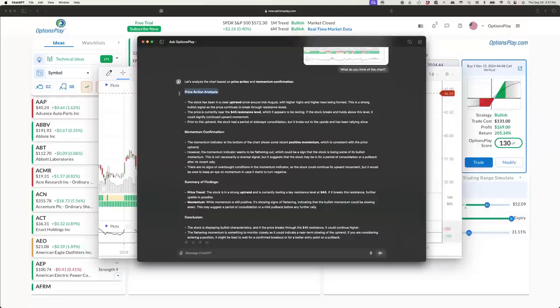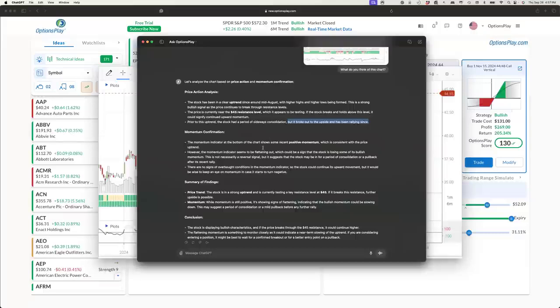So as you can see, it'll give you a summation of the price action. It'll tell you that the stock is in a clear uptrend, currently near the $45 resistance level, which it seems to be testing and breaking out above. And prior to that, the stock had a period of sideways consolidation, but has broken up to the upside and has been rallying since, right? So if you're new to technical analysis and you're just learning how to read a chart, this is incredibly powerful in helping you get that objective view of saying, hey, are you looking at the chart in the right way and from an objective perspective? This will give you that view.